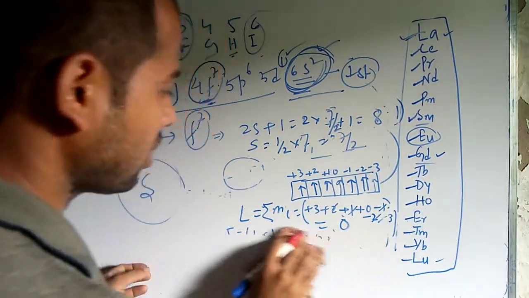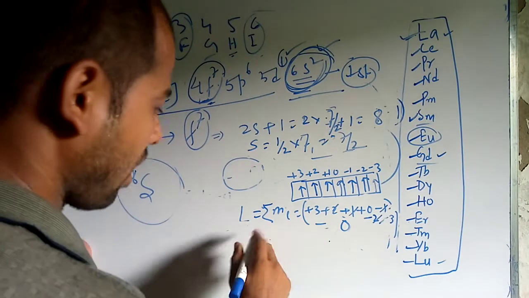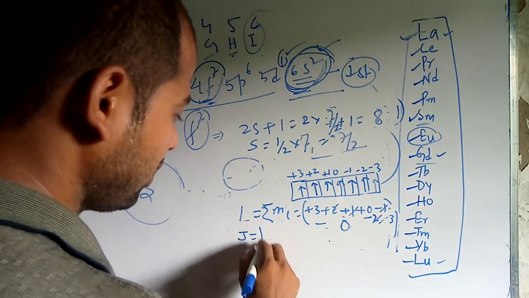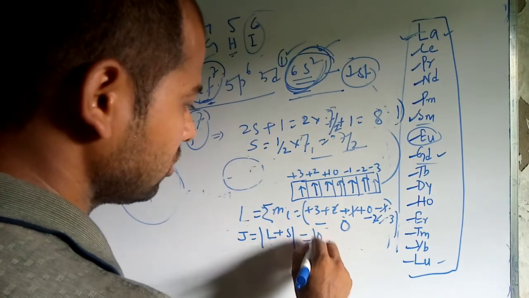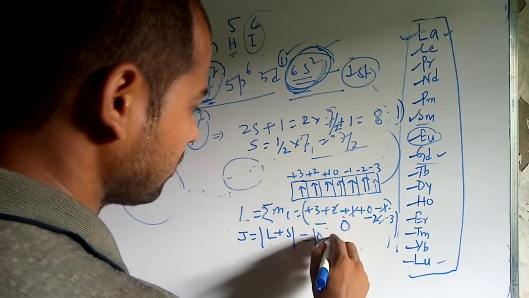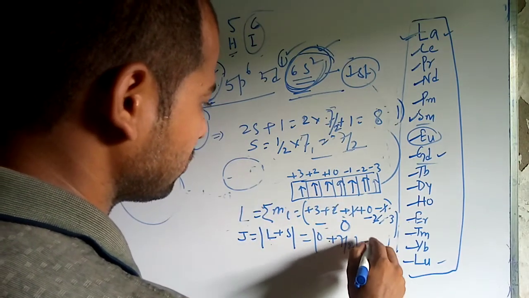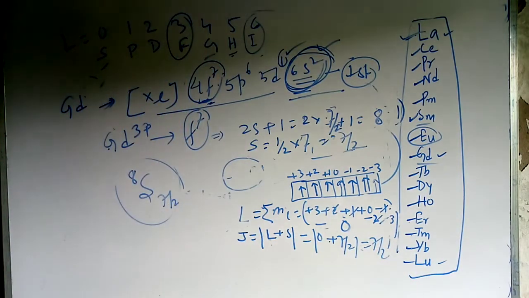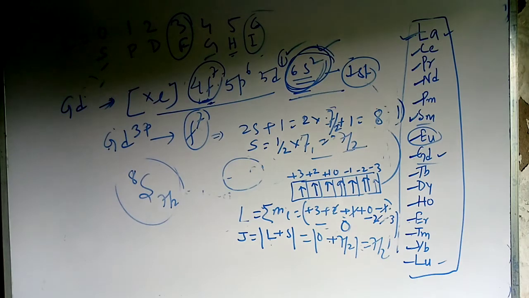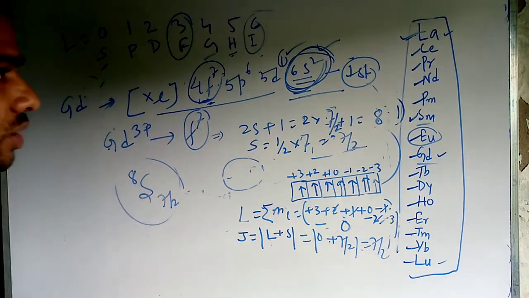This is half filled. For half fill, according to Hund's rule, L plus S will be considered, with L equal to 0 and S equal to 7 by 2, so J equals 7 by 2. The term symbol is 8S7/2. This is a very important question to remember.